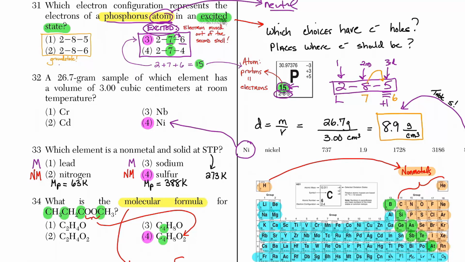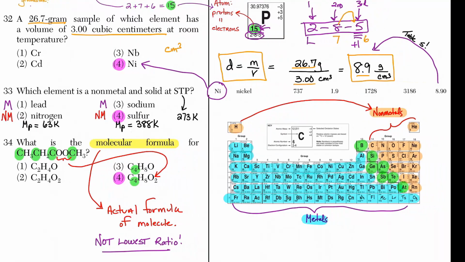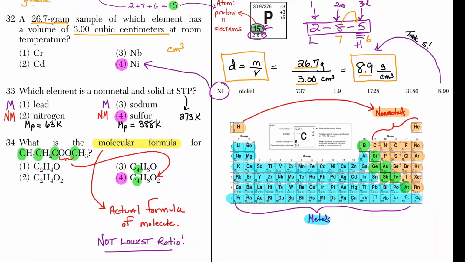Okay, 32. Which element has a volume of, they give you grams and they give you cubic centimeters, which you should know is centimeters cubed is a volume. This is a density question. And by the way, you have this formula in table T if you forget. And they want to know which element has a certain amount of these things. So solve for the density, which is mass over the volume, and then go to table S and look it up. And when I do so, I find it's 8.90. It tells me it's nickel.